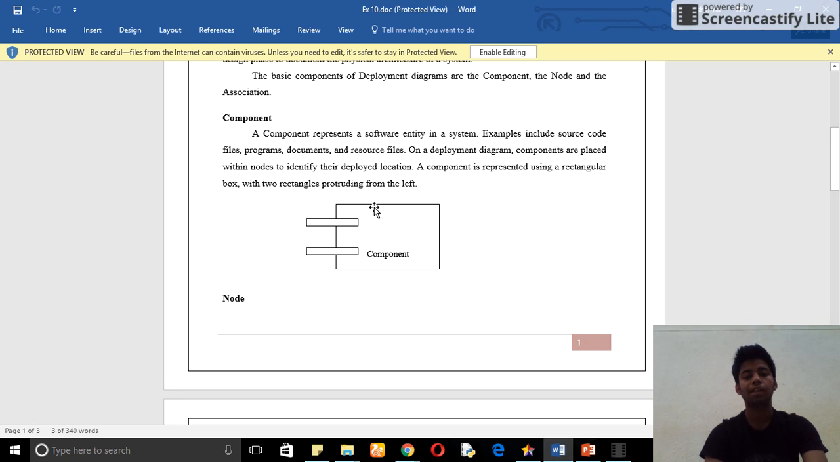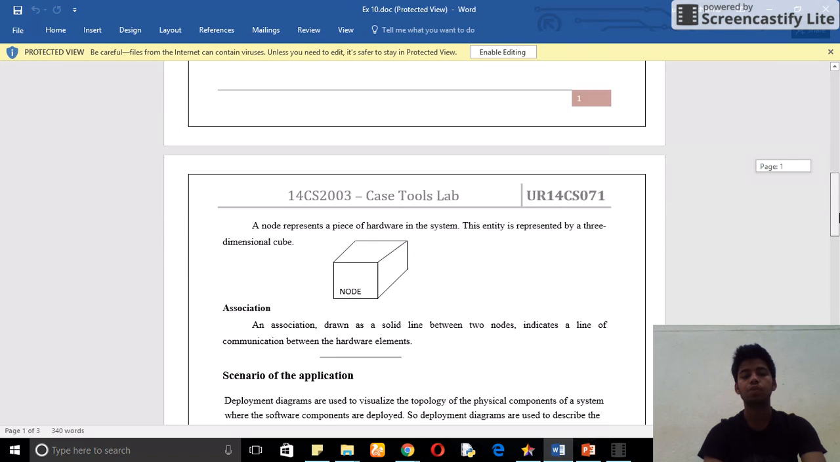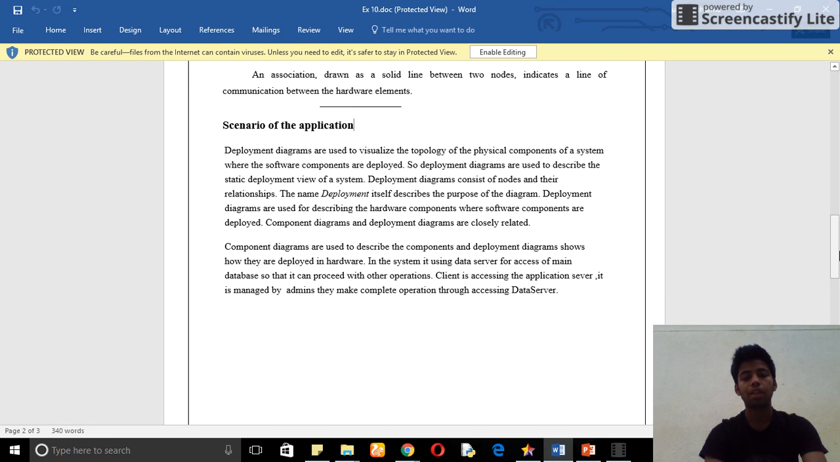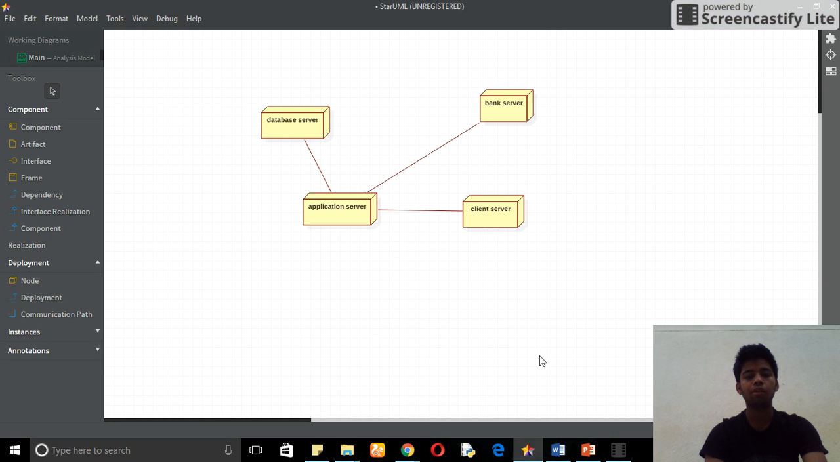So this is the way to represent a component diagram. A component diagram represents the software entity in the system, while the node is used to represent the hardware component of the system. An association is a solid line between two nodes. So this is my scenario of the application for my component diagram.